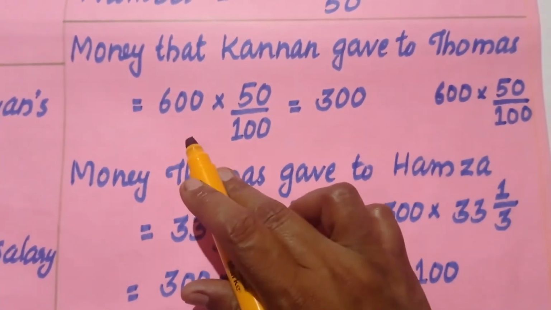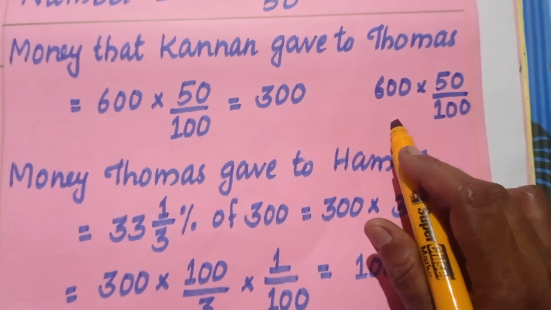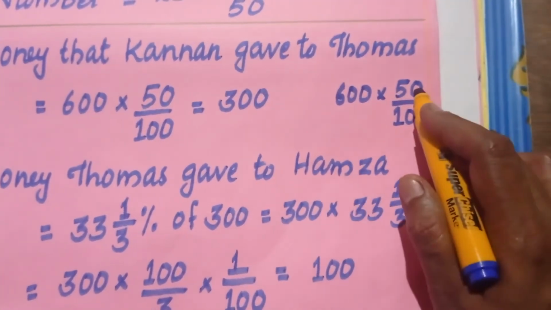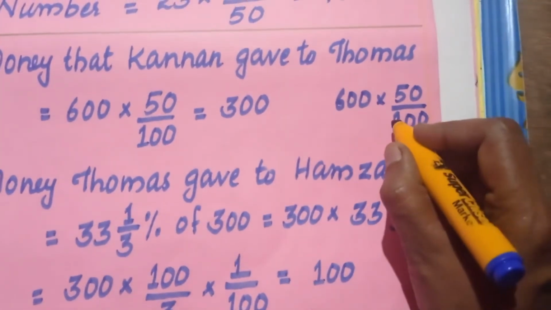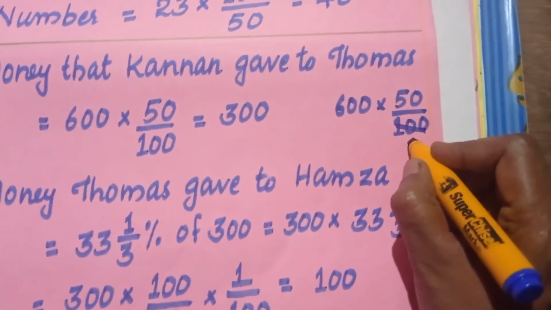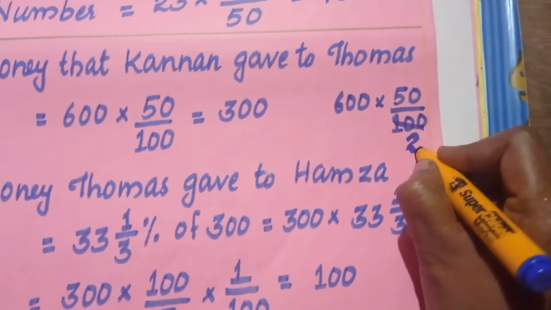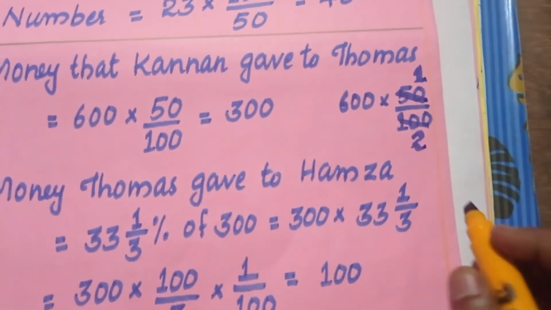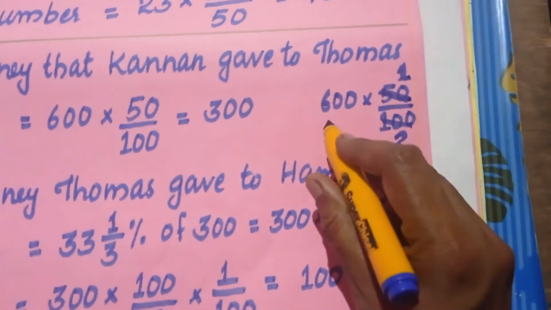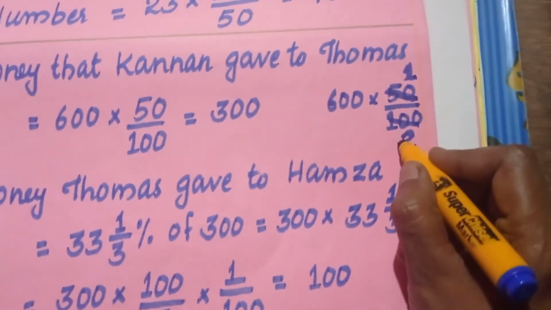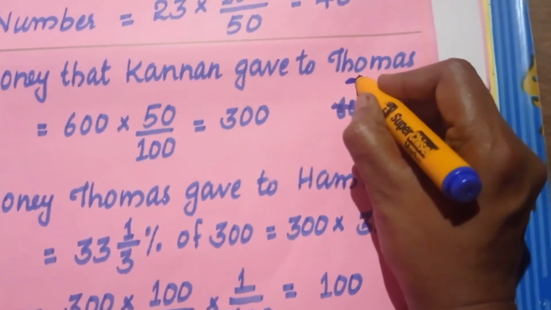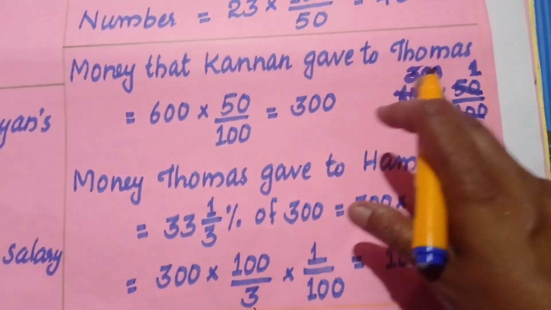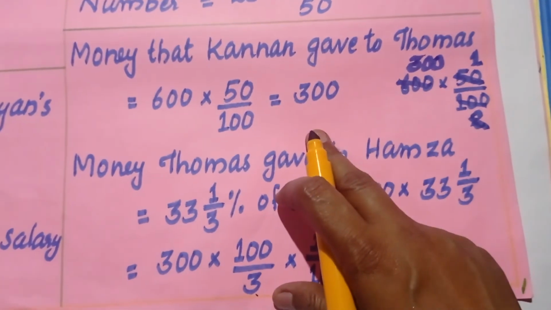That is 600 into 50%. The 50% can be written as 50 by 100. Then 600 into 50 by 100. 100 divided by 50 we get 2. 50 divided by 50 we get 1. Then 600 divided by 2, 300. Then the money that Kannan gave to Thomas is 300 rupees.